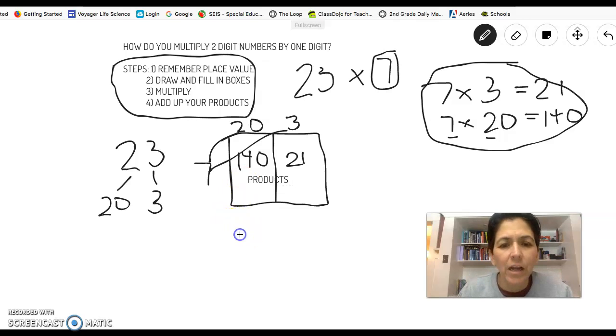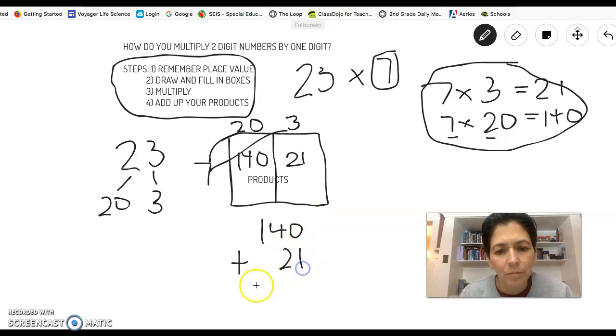Both of these guys. And now we're going to go ahead and add up these products. So I'm going to be adding 140 plus 21. Okay, 0 plus 1 is 1, 4 plus 2 is 6, and 1 plus nothing is 1.